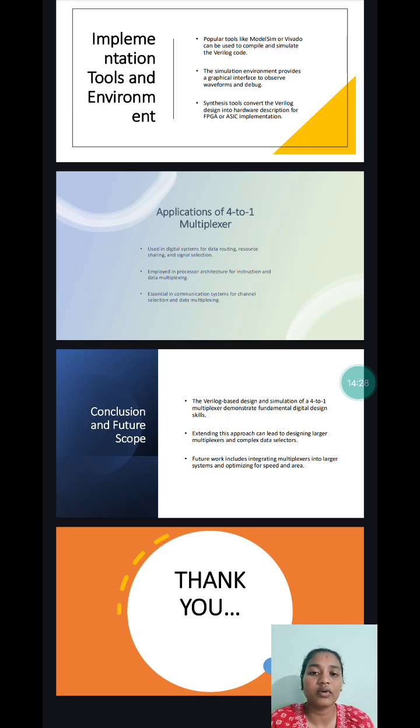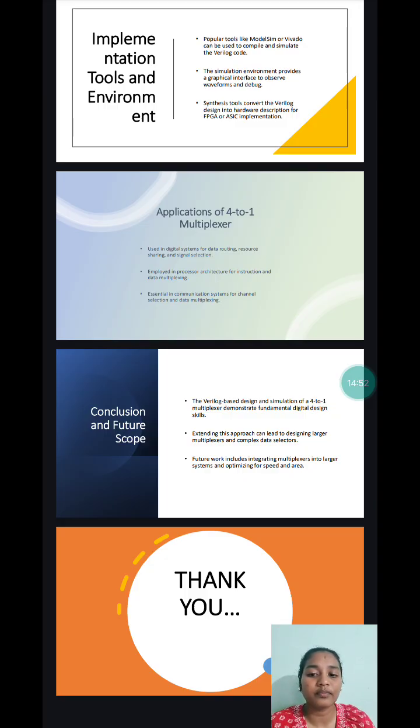Applications of a 4:1 multiplexer: used in digital systems for data routing, resource sharing, and signal selection. Employed in processor architecture for instruction and data multiplexing. Essential in communication systems for channel selection and data multiplexing.